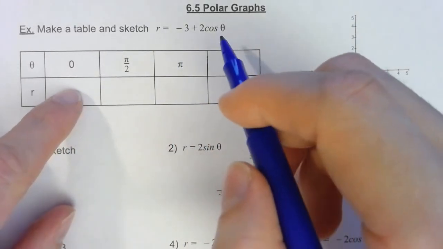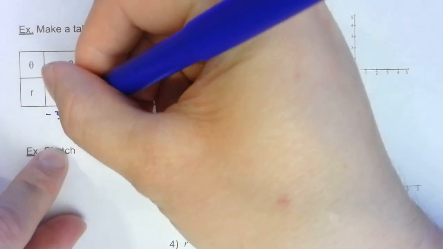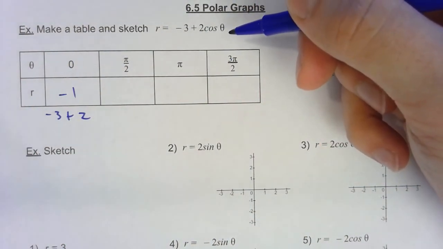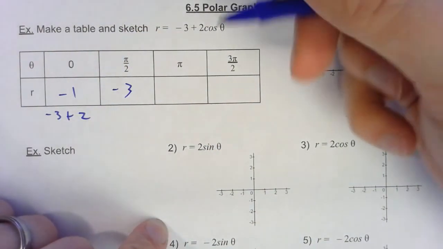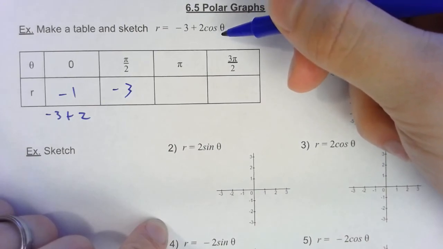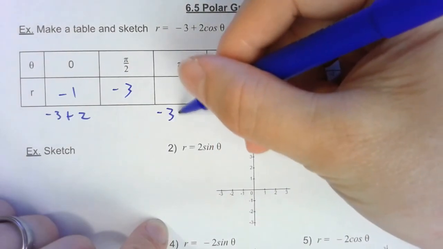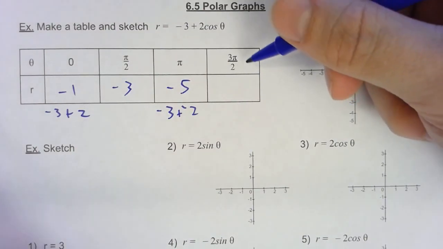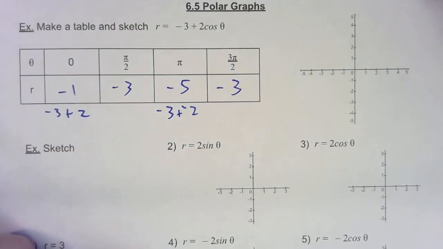So if we have an angle of 0, the cosine of 0 is 1. So here we're going to have -3 plus 2. So that will be -1. And then cosine of pi over 2 is going to be 0. So -3 plus 0, we're just going to have -3. And then cosine of pi is -1. So 2 times -1, -2. So we've got -3 plus -2, -5. And then for 3 pi over 2, the cosine is 0. So we'll just have the -3.